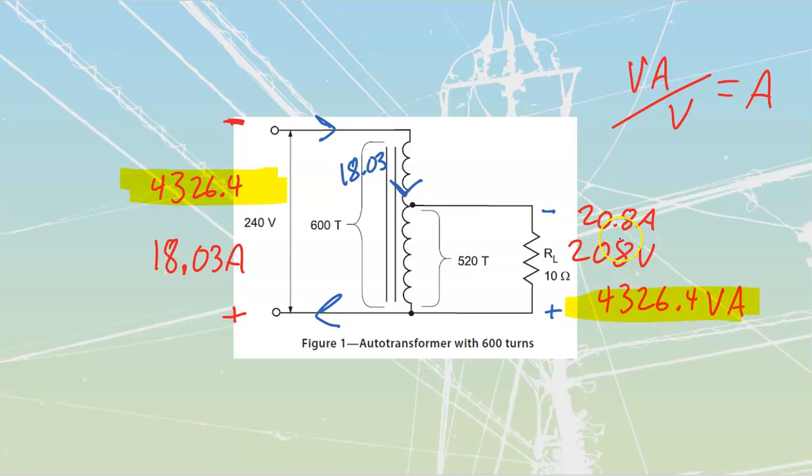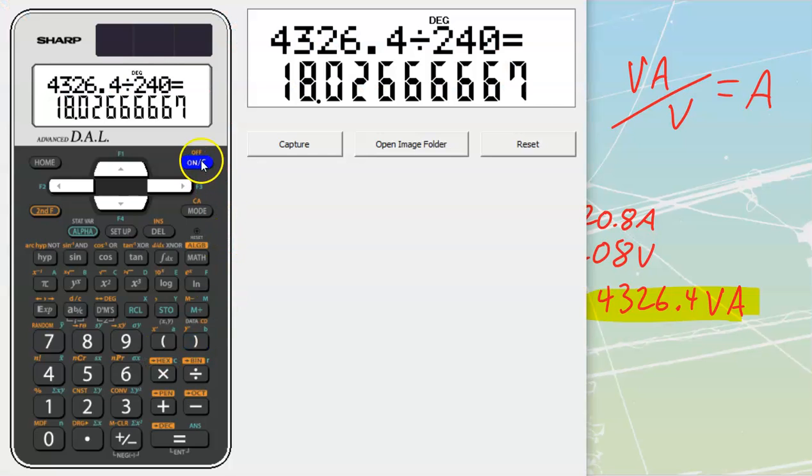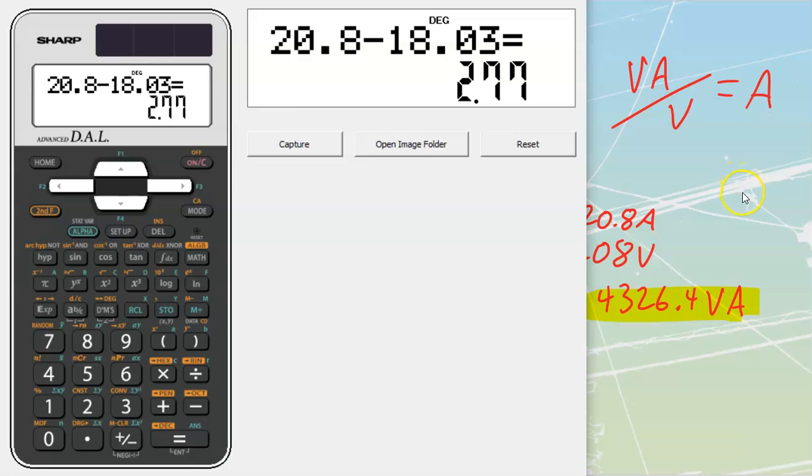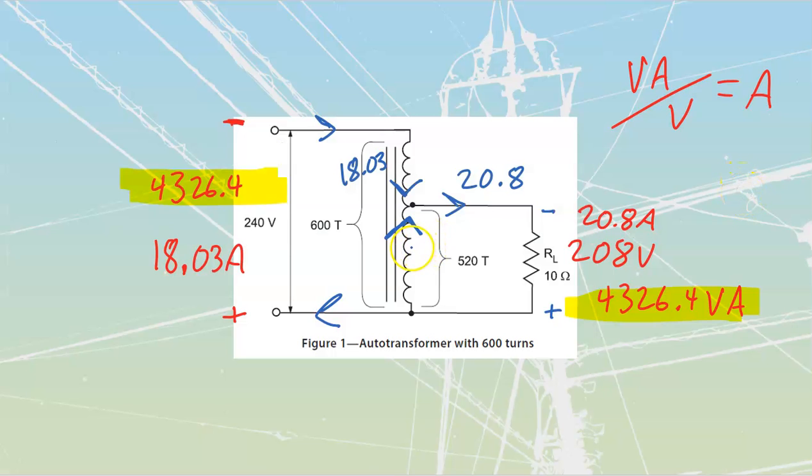So over here, I've got 20.8 amps heading down that, which means that I must have some differing amount of current coming in right over here. It's going to have to come in from there to add on to this, right? So we're just going to take that 20.8 and subtract that 18.03, which gets us to 2.77 amps roughly. We have a little bit of rounding inside of here. So I've got 2.77 amps inside of there.